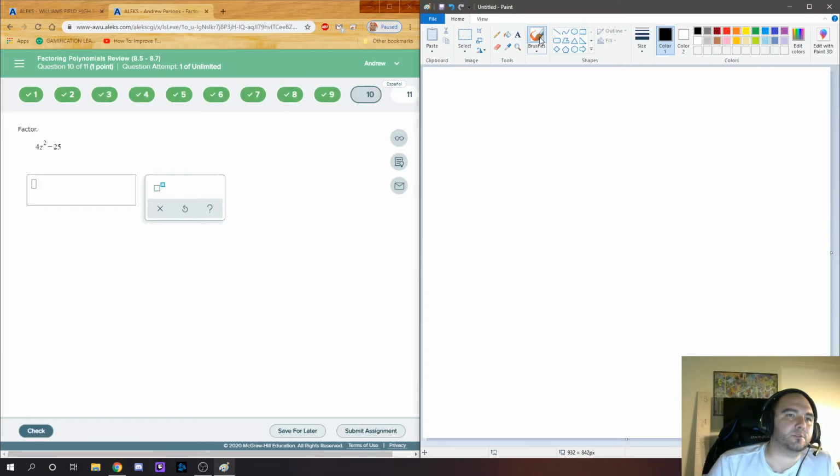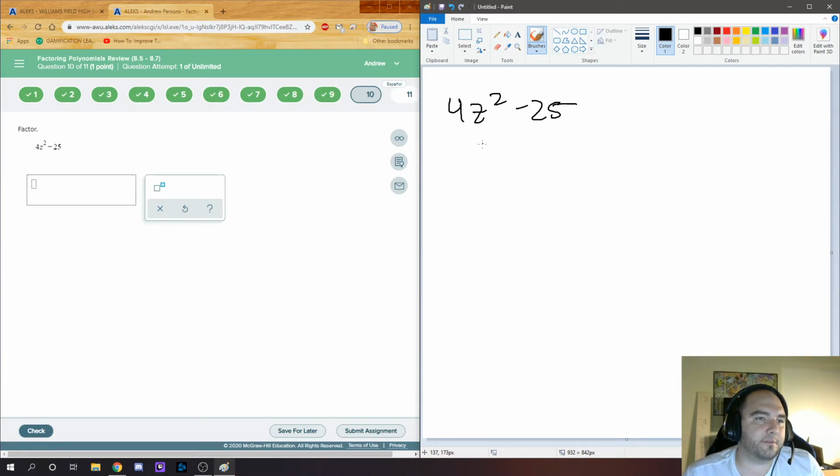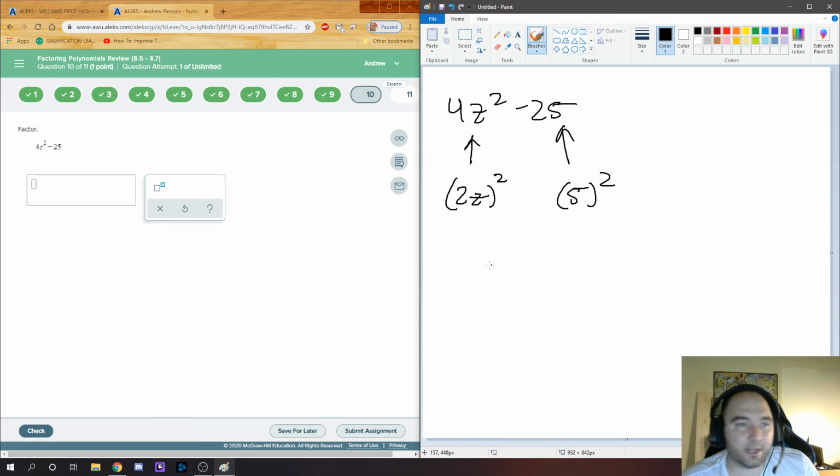Here's a special case as well. I don't really want to write down too much work here. You don't really need work. You just have to recognize that 4 is 2 times 2, so 2z times 2z makes that, and 25 is 5 and 5. How does that work out into an answer? 2z plus 5 times 2z minus 5.